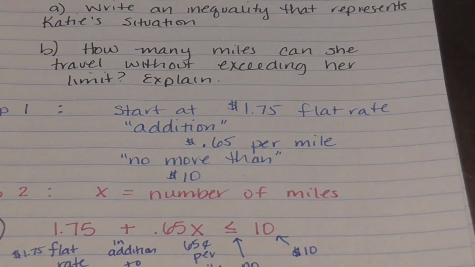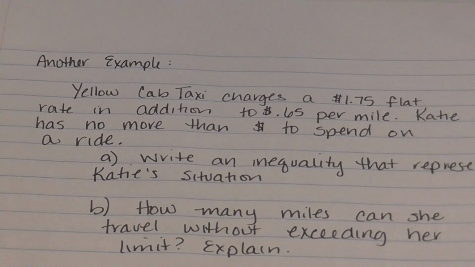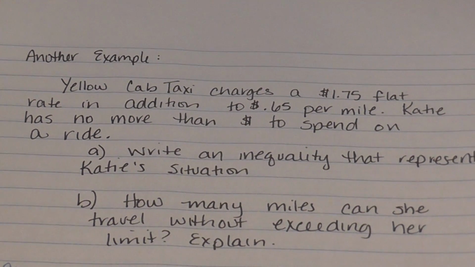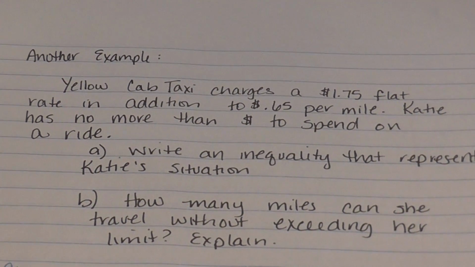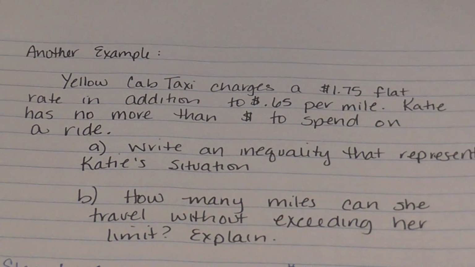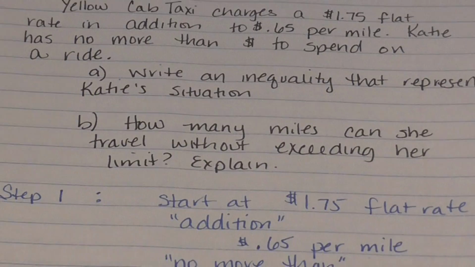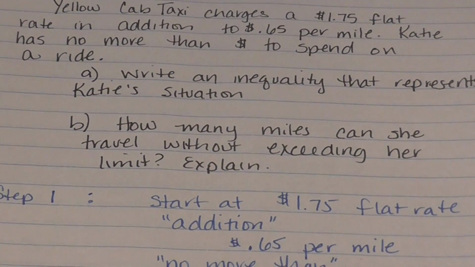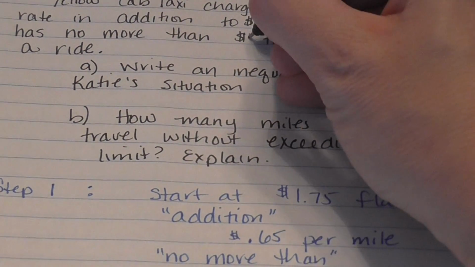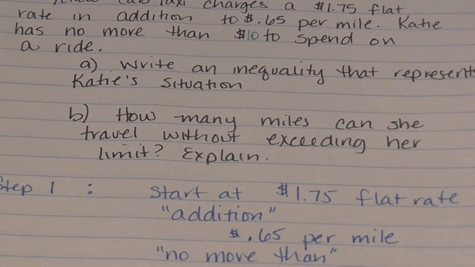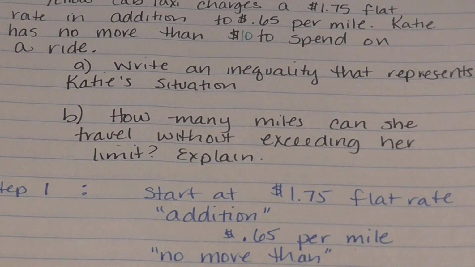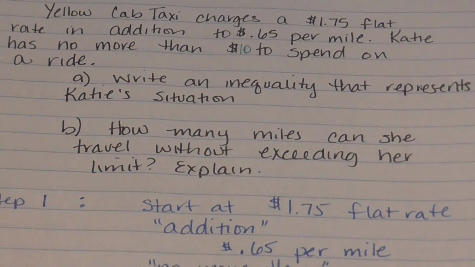One more example. Yellow cab taxi charges a $1.75 flat rate in addition to 65 cents per mile. Katie has no more than $10 to spend on a ride. Okay, write an inequality that represents Katie's situation. And how many miles can she travel without exceeding her limit?